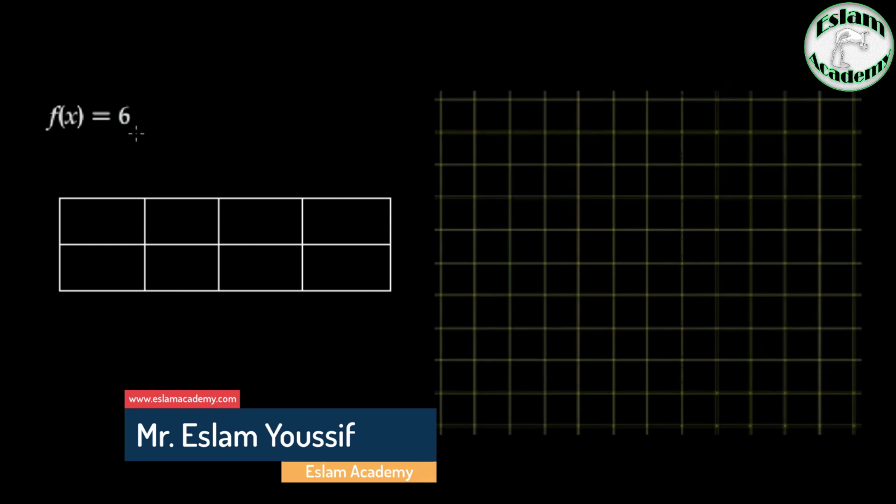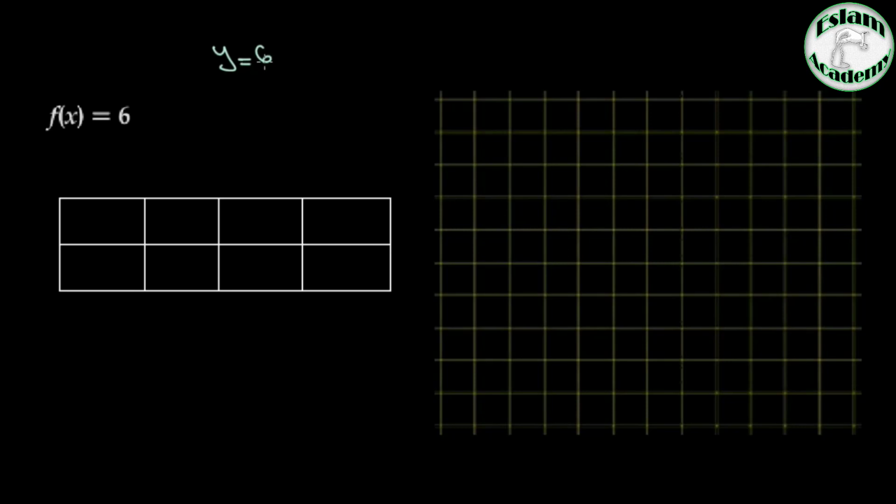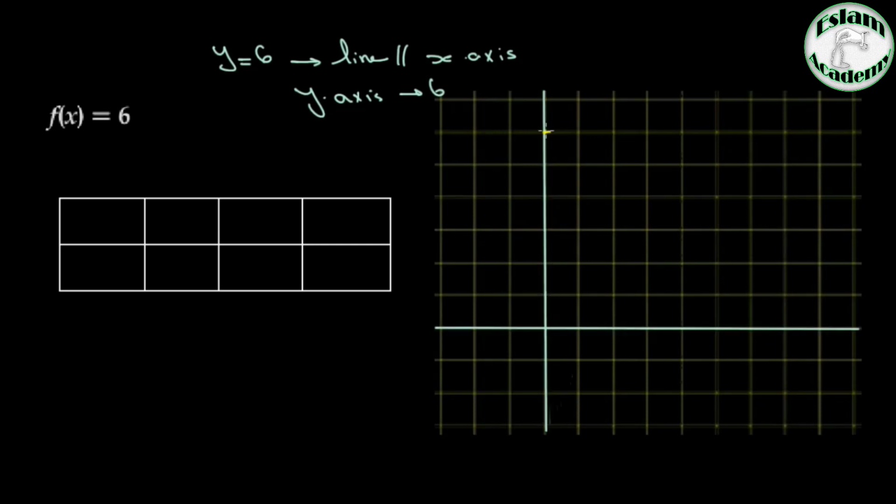Number 2. f of x equals 6. As we said before, we have the equation y is equal to 6. It's represented as a line parallel to the x-axis and intersecting the y-axis at the point 6. So to graph the line, at the point 6, we will draw a horizontal line parallel to x and intersecting y at the point 6. So that is the graph of the line f of x equals 6.